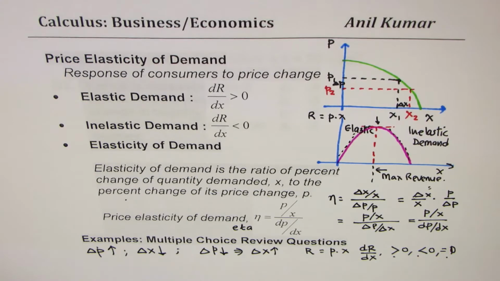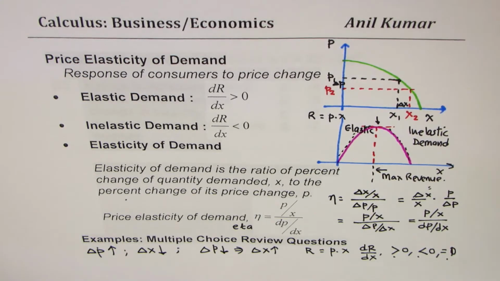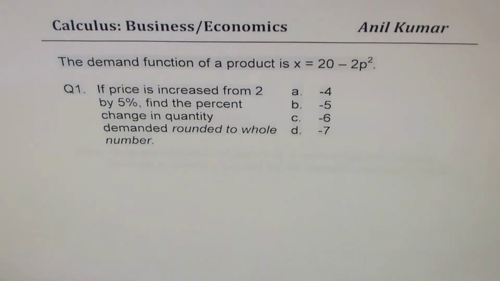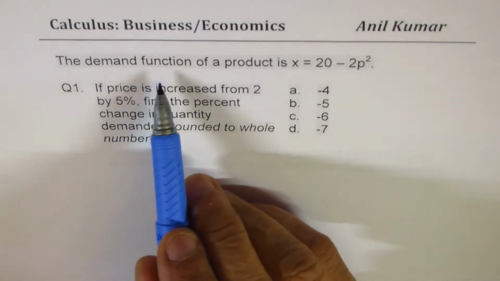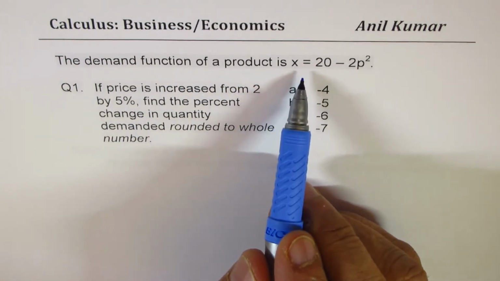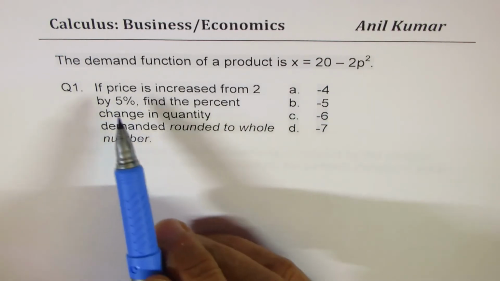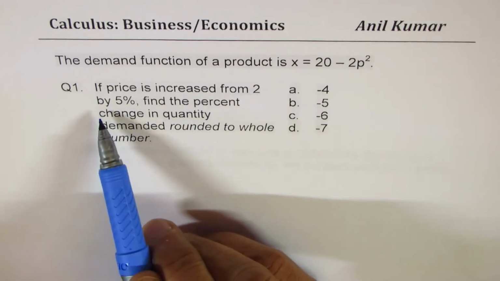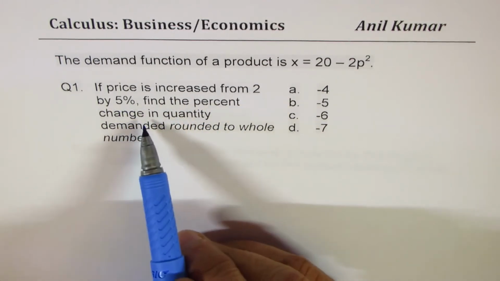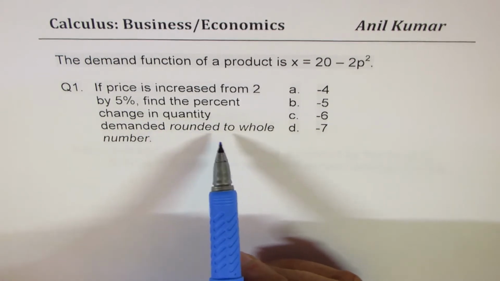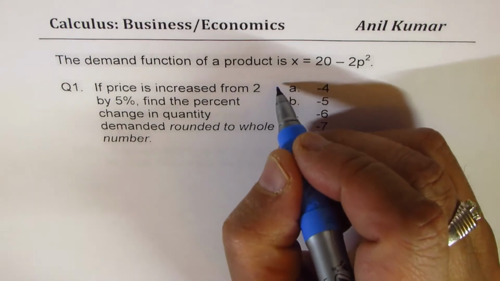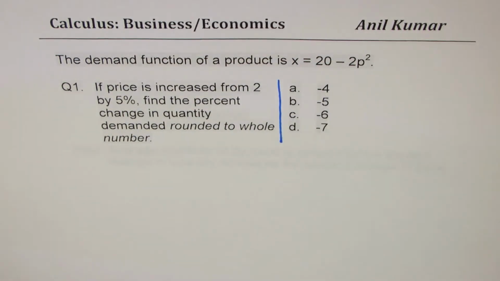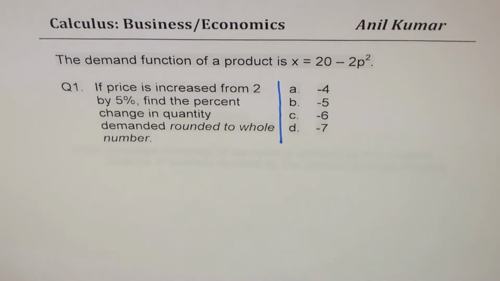Okay, now let us take a few multiple choice questions and understand how to solve questions based on price and demand. So here is the first question for you. The demand function of a product is x equals 20 minus 2p squared. If price is increased from 2 by 5%, find the percent change in quantity demanded. Round to a whole number, right? 4 choices are given to you. So these are your 4 choices. I'd like you to pause the video, answer the question, and then look into my suggestions.